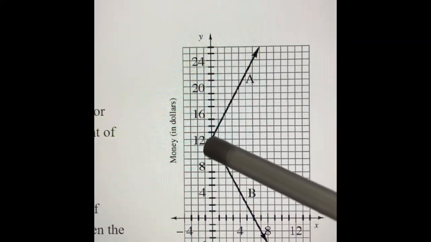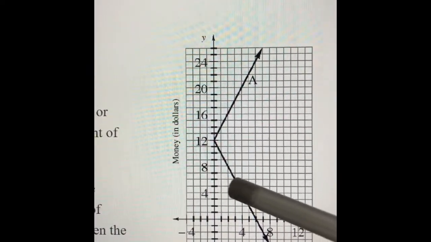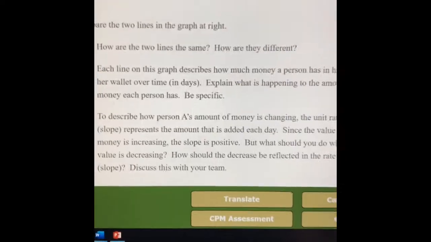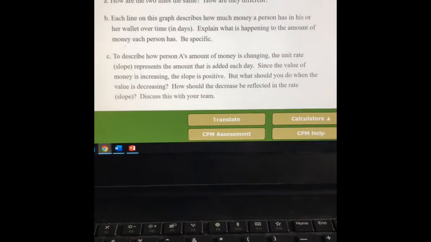That means -$2 per day. -2, -2, -2. -2 per day. That's what I put for B.